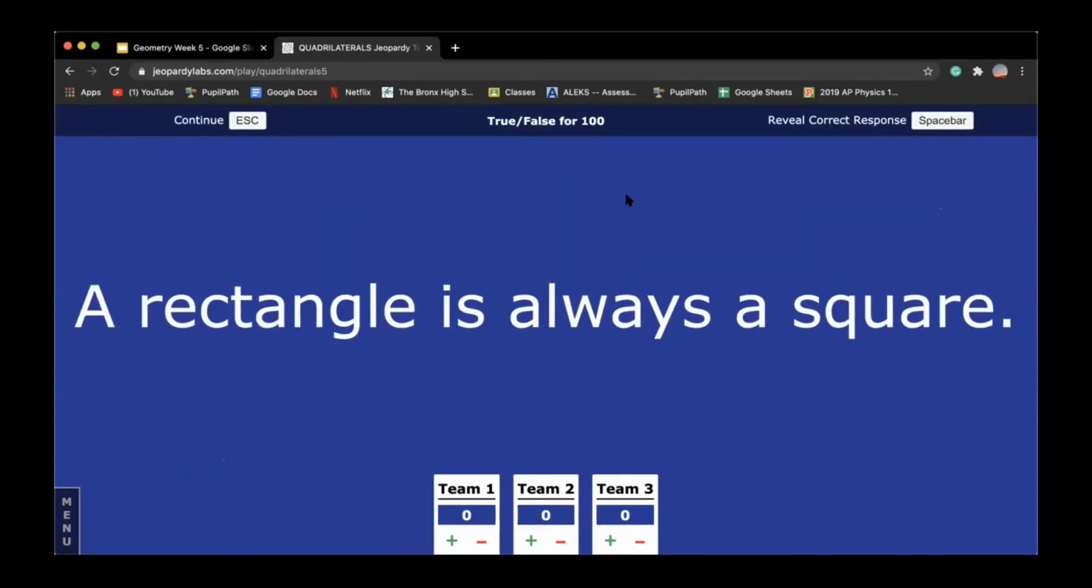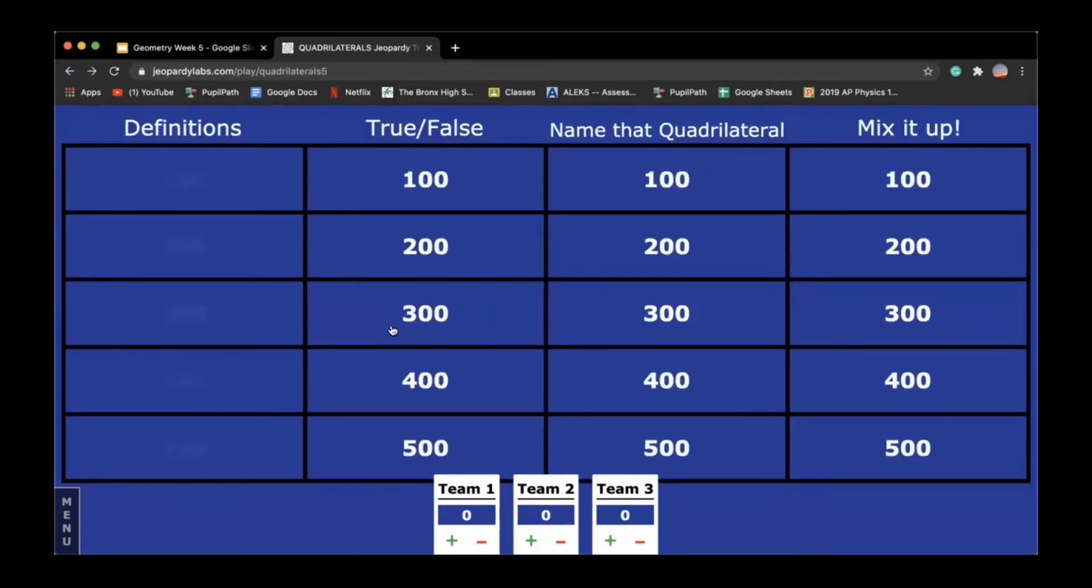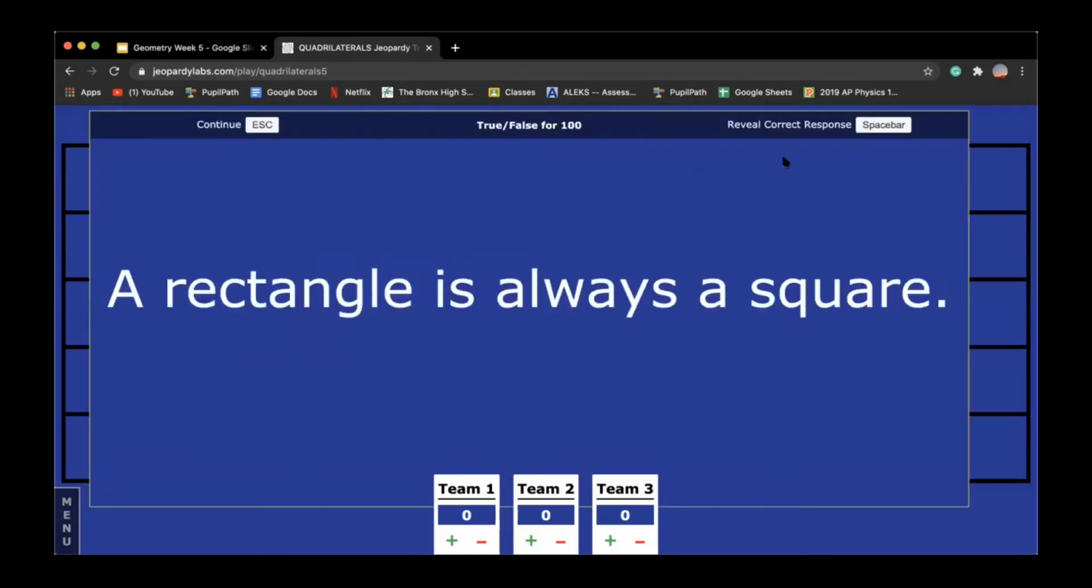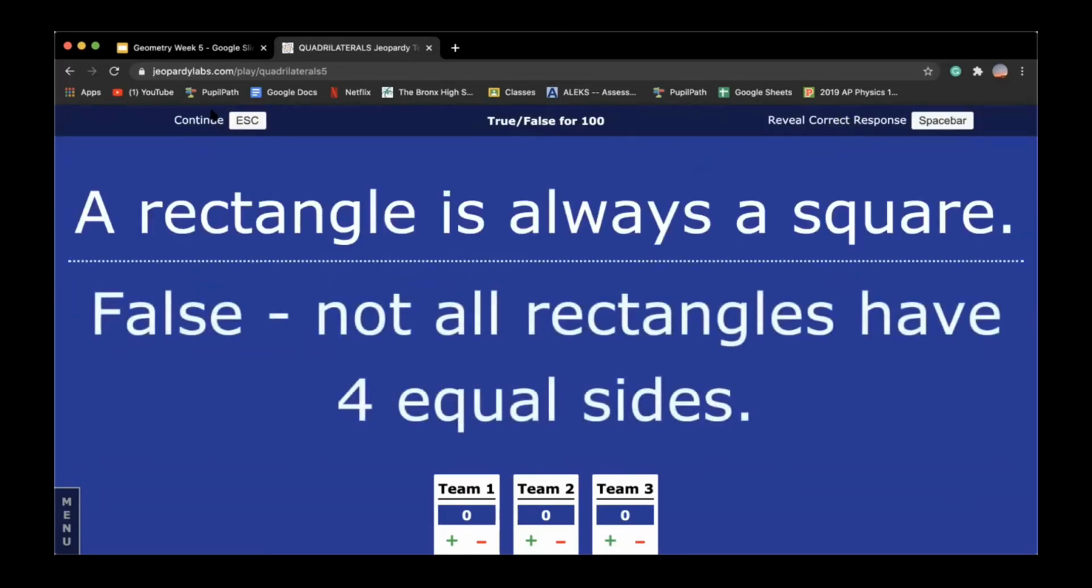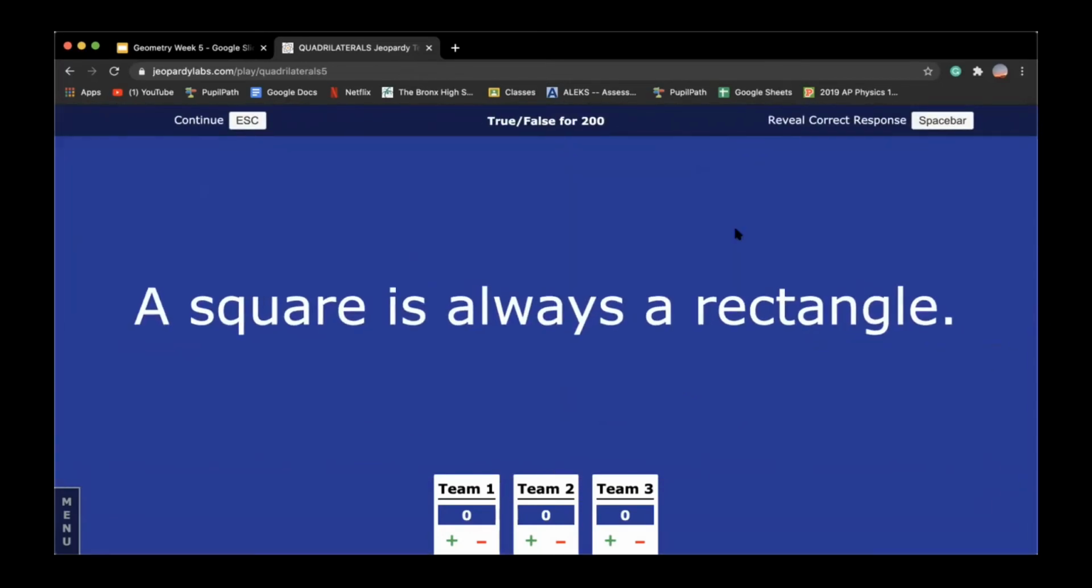True or false? A rectangle is always a square. That's false. Just like we said, the branch under can be the branch on top, but the branch on top cannot be the branch under it. Since square is under rectangle, a rectangle cannot always be a square. Only squares can be rectangles. A square is always a rectangle. Yeah, that's correct.